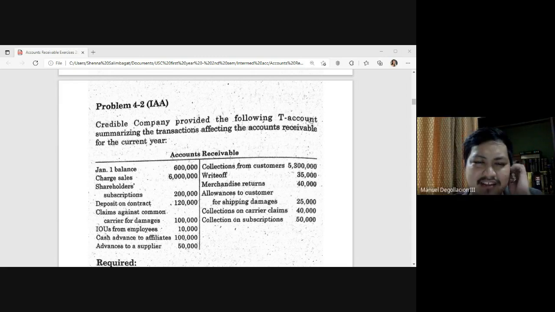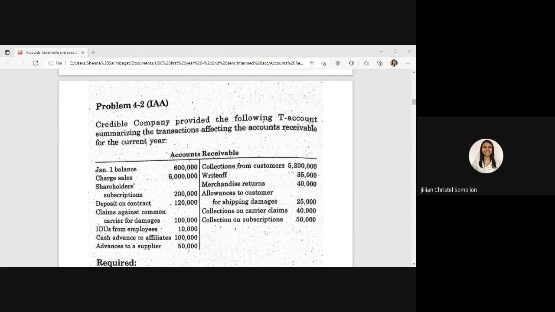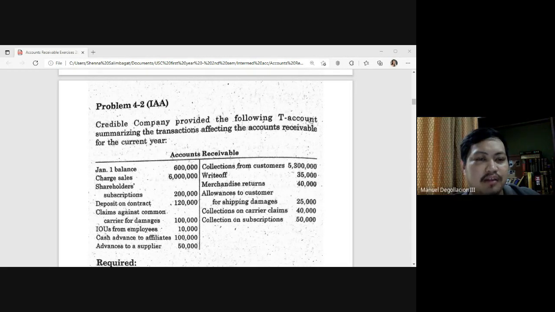What do you mean credit? The credit, that is the credit balance for charge sales, sir. Add it for the accounts receivable, sir, January 1. Okay, so if we will try to reconstruct the entry that resulted in a debit posting to our accounts receivable in the amount of 6 million, what do you think was the entry? Again, sir, in this T account, you can see on the debit side, charge sales 6 million.